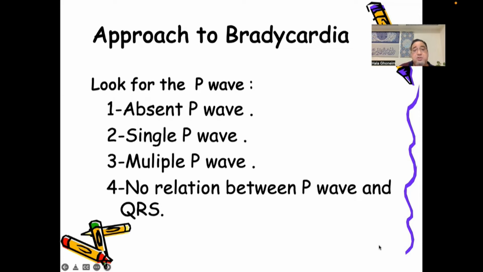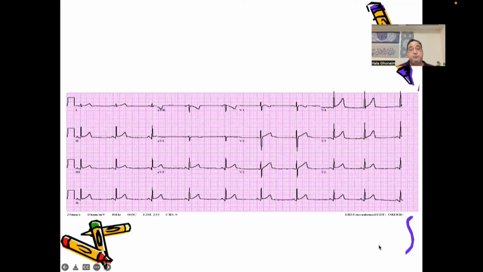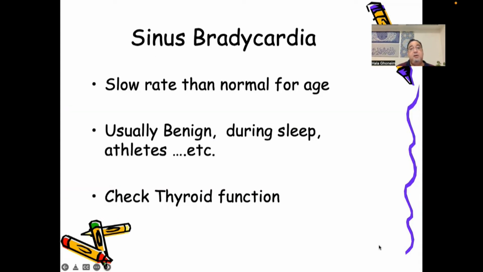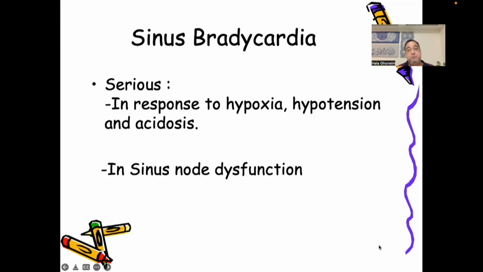And in this approach, usually we look for the following points: absent P wave, single P wave, or multiple P waves, or there is no relation between the P wave and the QRS complex, and this is really very dangerous. This patient has a sinus bradycardia. Sinus bradycardia is a slower heart rate than normal, usually benign during sleep, in athletes, and in hypothyroidism.